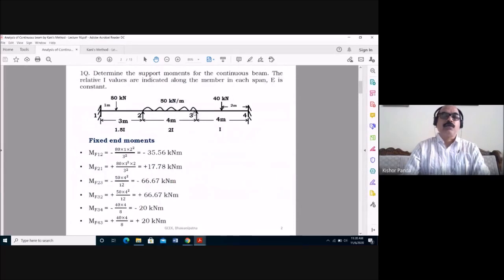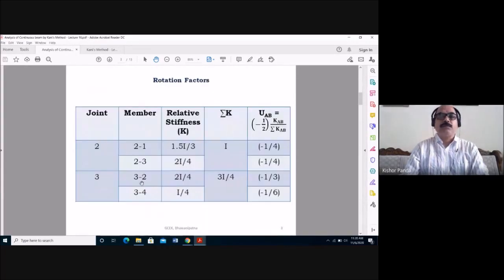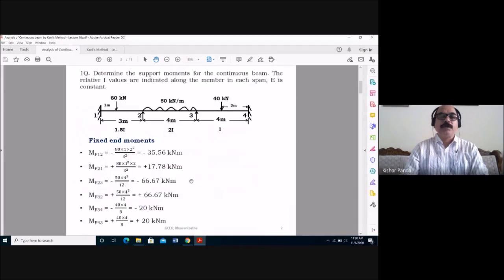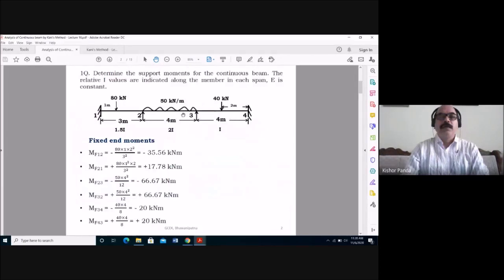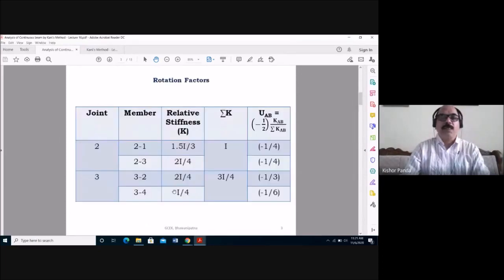Similarly, take joint 3. At joint 3, there are two members, the 3-2 member and the 3-4 member. For the 3-2 member, what is the relative stiffness? Same, 2I by 4. Then for the 3-4 member, what is the relative stiffness? Here you see the span of 3-4 is 4 meters. So the relative stiffness is I by 4.